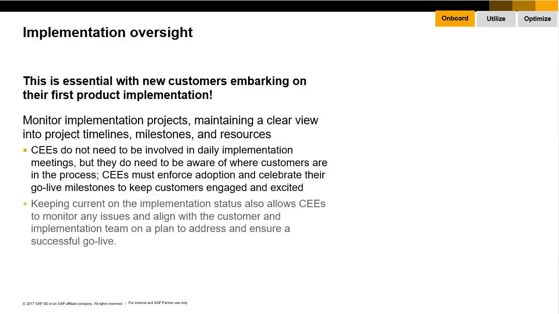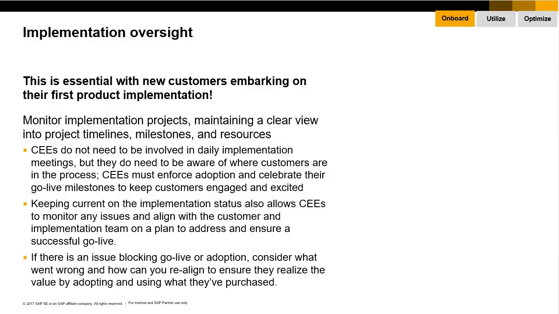Keeping current on the implementation status also allows CEs to monitor any issues and align with the customer and the implementation team on a plan to address any issues and ensure a successful go-live. If there is an issue blocking go-live or adoption, consider what went wrong and how we can realign to ensure that the customer does realize the value by adopting and using what they've purchased.